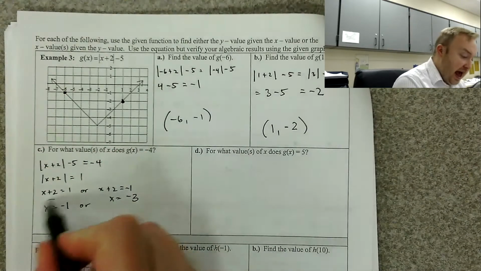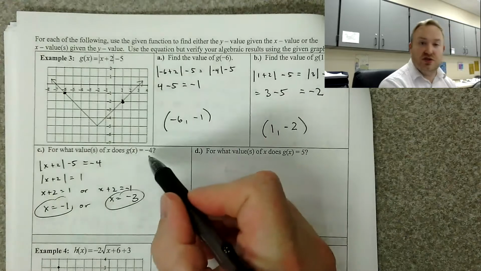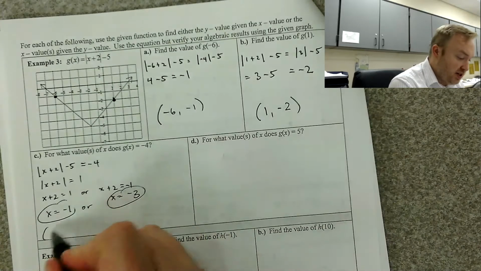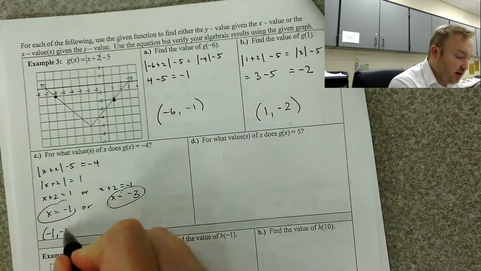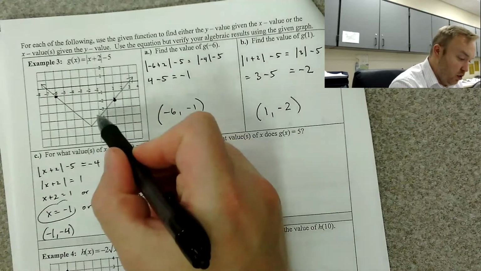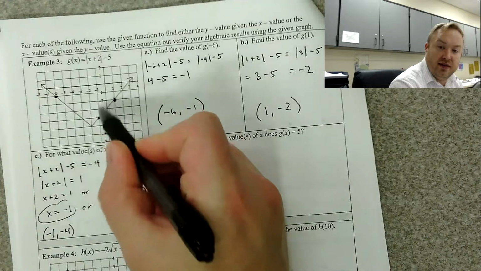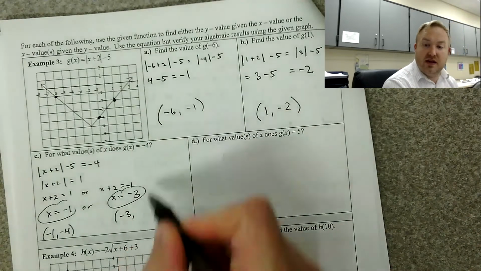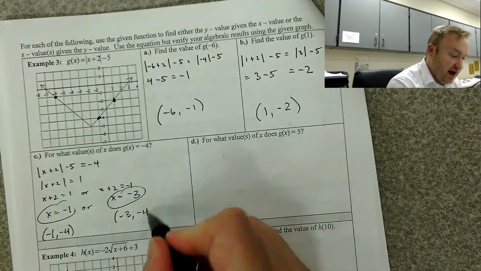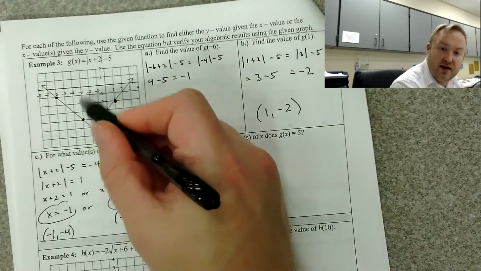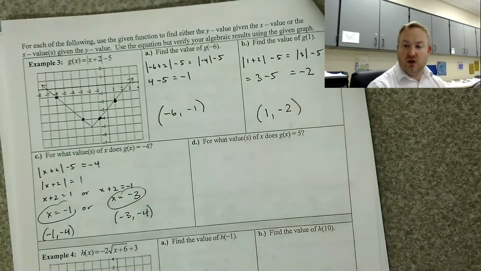That means at these x values, we should have a y value of -4. So I should have a point whose x coordinate is -1 and whose y coordinate is -4. And let's see, -1, -4, there it is right there. I should also have a point whose x coordinate is -3 and whose y value is -4. Let's see, -3, -4, there it is right there, awesome.